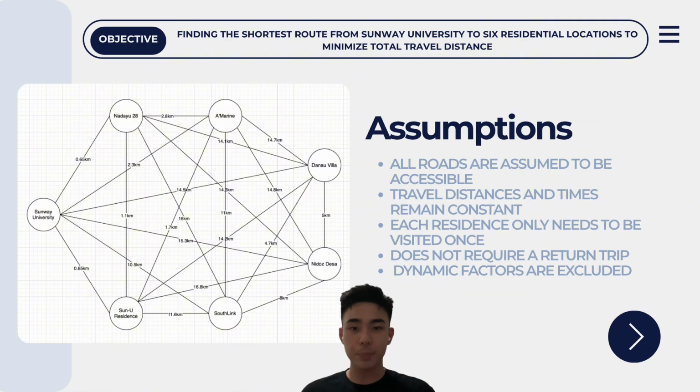The problem is represented as a weighted graph consisting of 7 nodes, where each node represents a location and each edge represents a route with an associated distance cost. The initial state is Sunway University with no residences visited, while the goal state is achieved when all 6 residences have been visited.